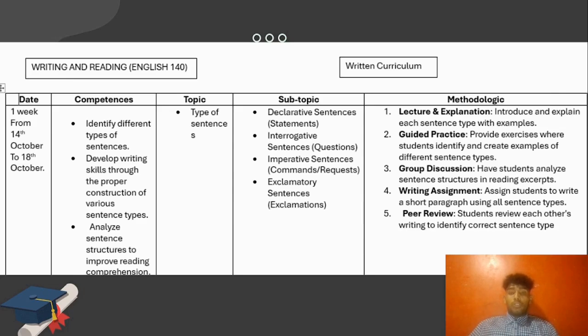Group discussions. I will have the students analyze sentence structure in different readings, where we find some mistakes and they have to correct them. And also we will have a peer review. Students review each other's writing to identify the correct sentence type, so they have to check each other's work.